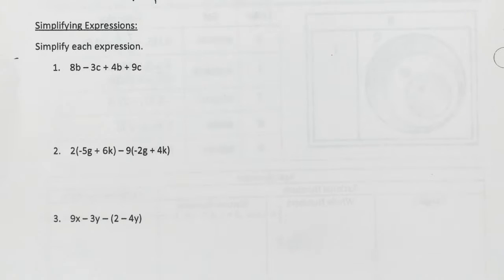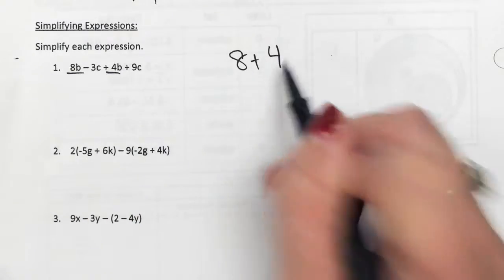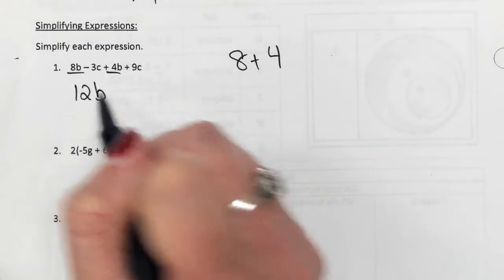Simplify. Your mama tells you to simplify your room. She basically tells you to clean it up, right? Put everything off the floor where it's supposed to be and clean everything up. So let's clean this up. What can we do? Combine which ones? B. What kind of 8 is that? What kind of 4 is that? So you got 8 plus 4, which is 12B. There you go.